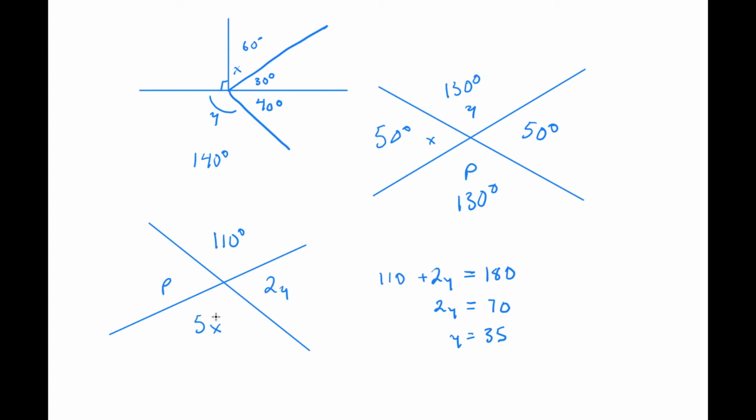Now let's look at this side. If 2y is 70, well, we know what 5x is because it is congruent to 110. So we can say that 110 equals 5x. And we can divide both sides by 5. And that is going to be 22. So 22 is the value of x right here. And if 2y is 70, then we know that p is 70 because p is congruent to 2y. Okay?